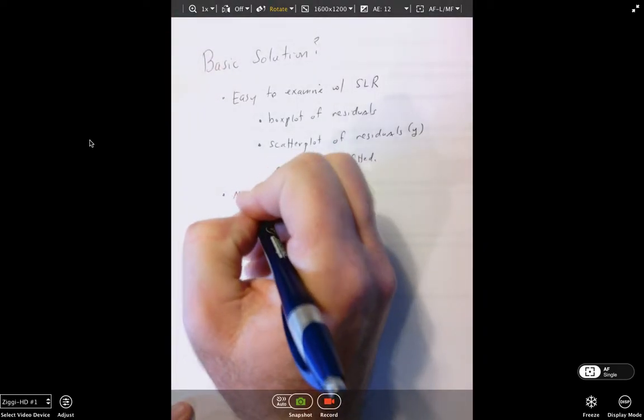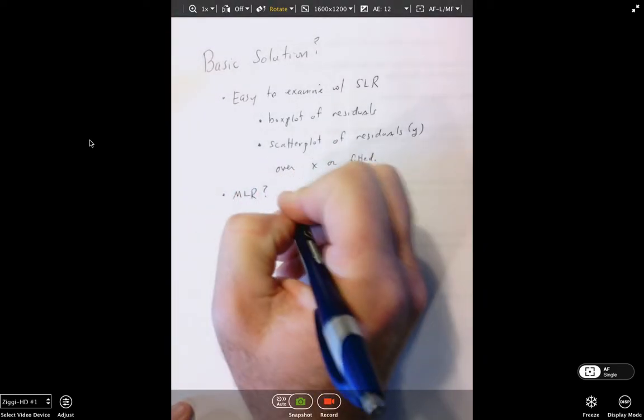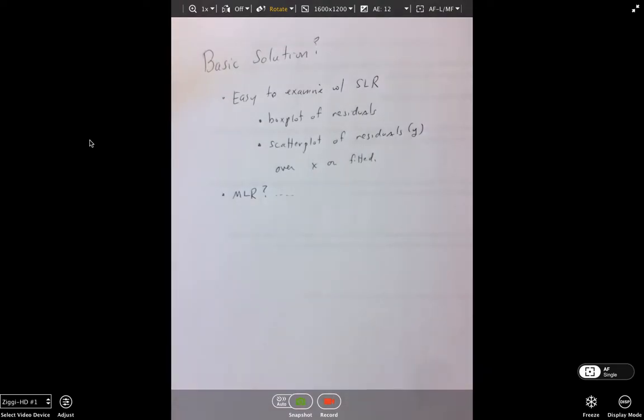What happens when we move to the multiple linear regression case? Well, guys, not so fast. We can't sometimes do the simple linear regression stuff when we get into the world of multiple linear regression.